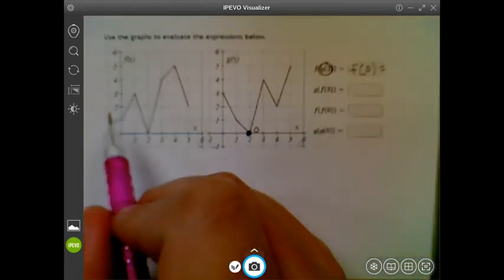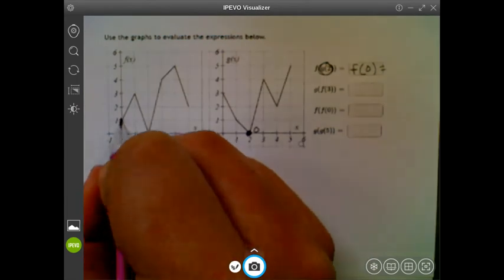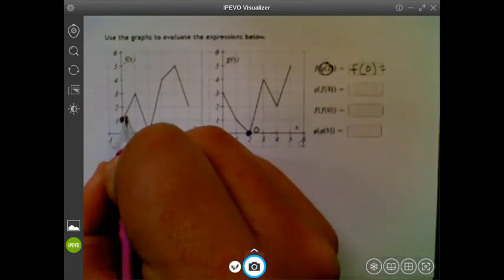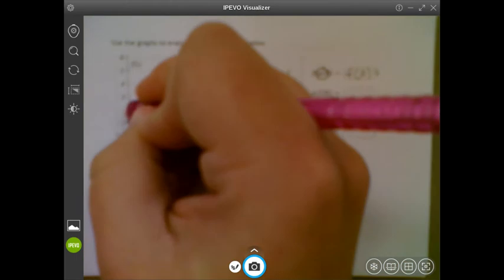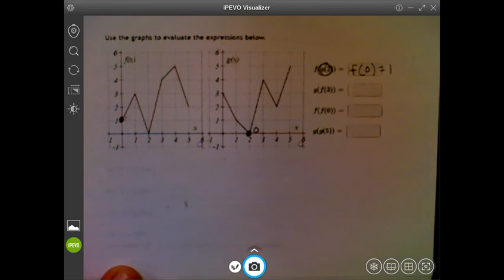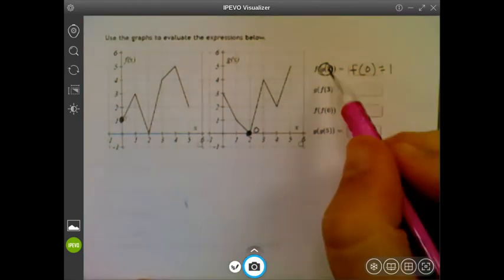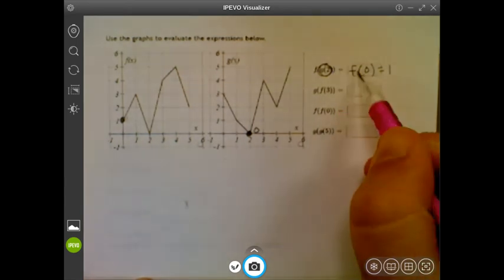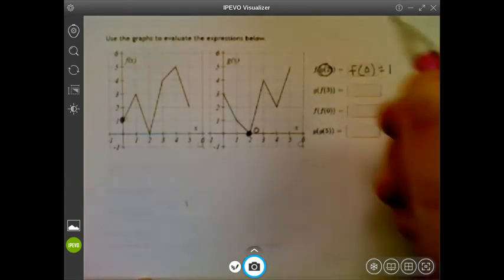Going to your f graph, you're going to plug in 0, which would be this point up here, and its value is equal to 1. It's pretty obvious, I think. So f of 0 is equal to 1. So f of g of 2 is the same as f of 0, which is equal to 1.